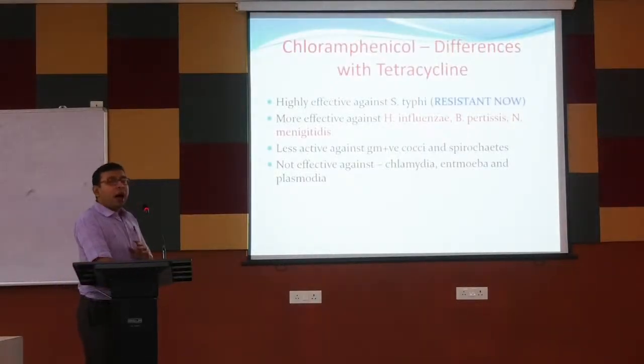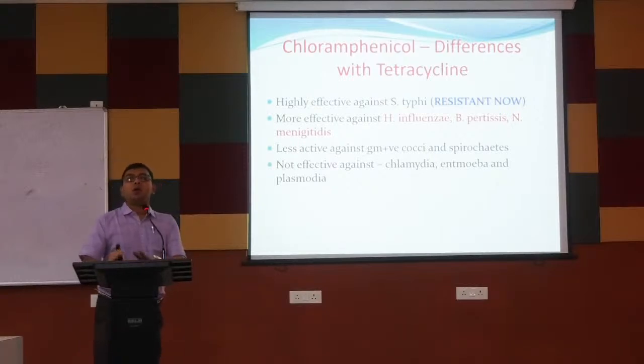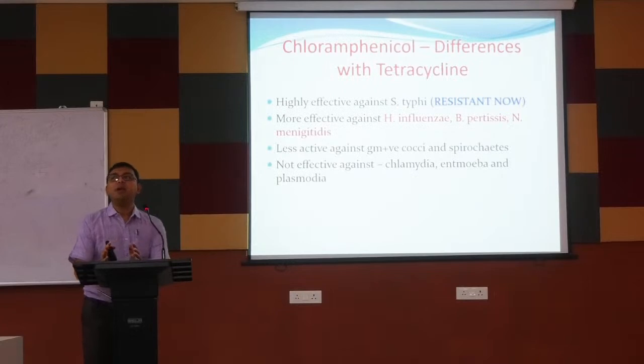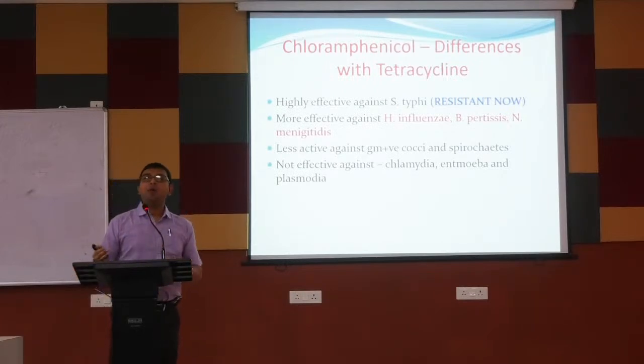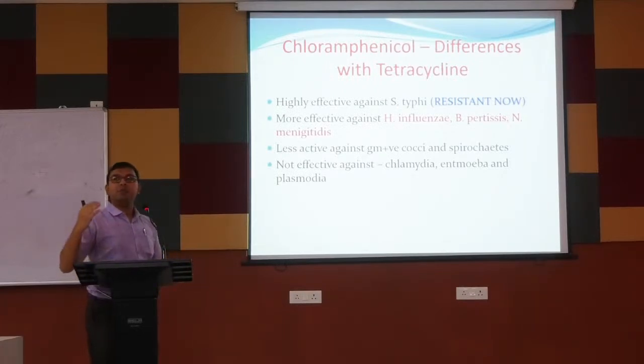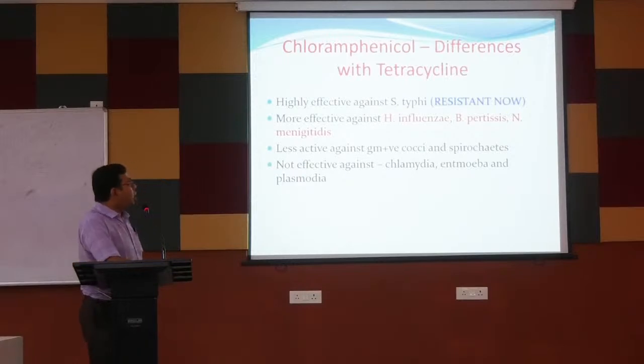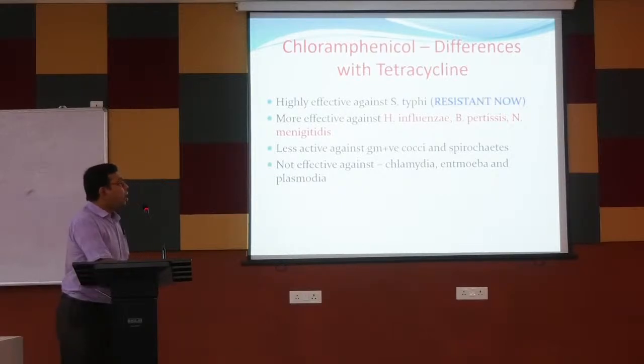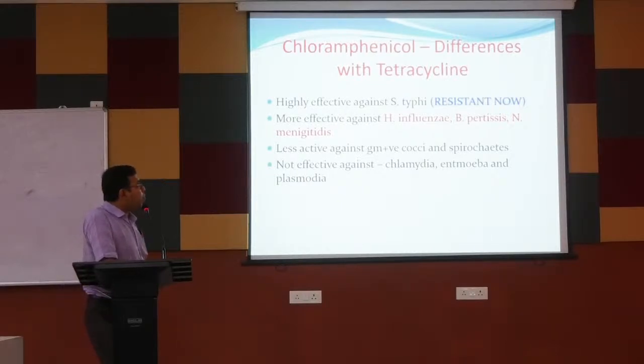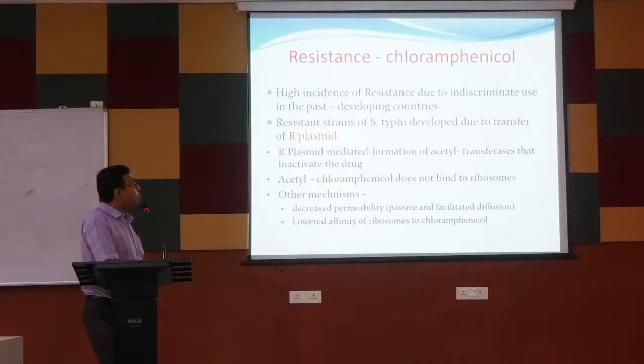So basically, it is highly effective against Salmonella typhi. Until the 1980s, chloramphenicol was the main agent for the treatment of typhoid. But now, most Salmonella typhi have become resistant to chloramphenicol. Now it is more effective against Haemophilus influenzae, Bordetella pertussis, Neisseria meningitidis, less active against gram-positive cocci and spirochetes, and it is not effective against chlamydia, entamoeba, and plasmodium.